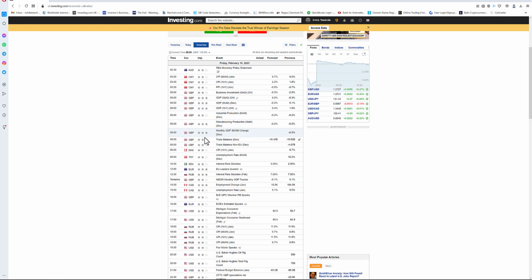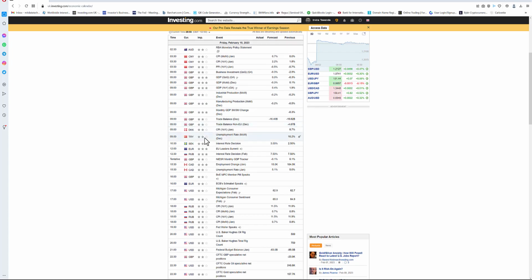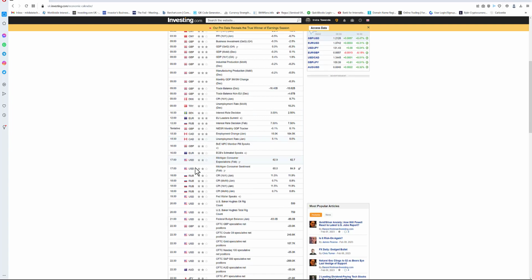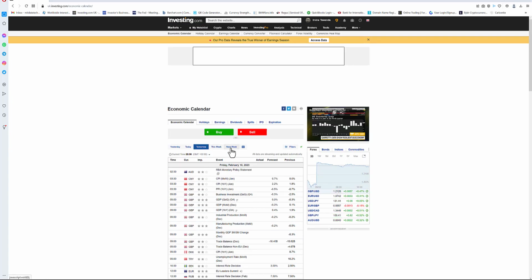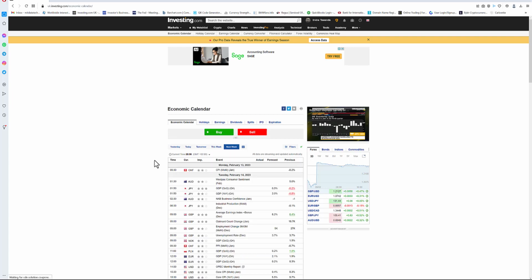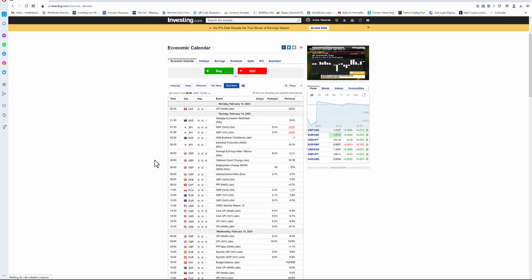What else do we have in terms of fundamentals? We've got manufacturing production, monthly GDP, industrial production. So there's quite a lot of pound news right at 9 a.m. And during the rest of the day, there isn't really much. And then if we are looking at next week, Monday, February, we've got CPI for Swiss franc. And then Tuesday, we've got pound average earnings and claimant count change.